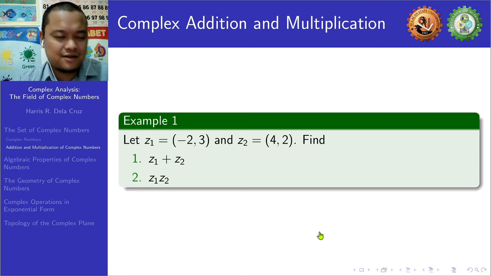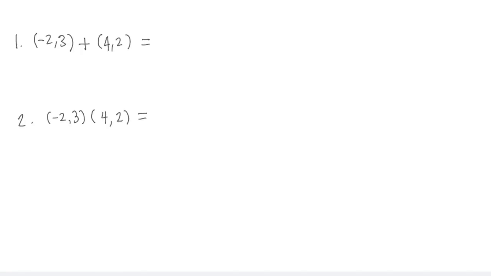So let's have some examples. Let's say we have z1 equals (-2, 3) and z2 equals (4, 2). Let's find the sum z1 plus z2 and the product z1 times z2. So for the complex numbers (-2, 3) and (4, 2), to get the sum, we just have to add the real parts. So we have, for the real part, -2 plus 4. For the imaginary part, we have 3 plus 2. So that's equal to (2, 5).